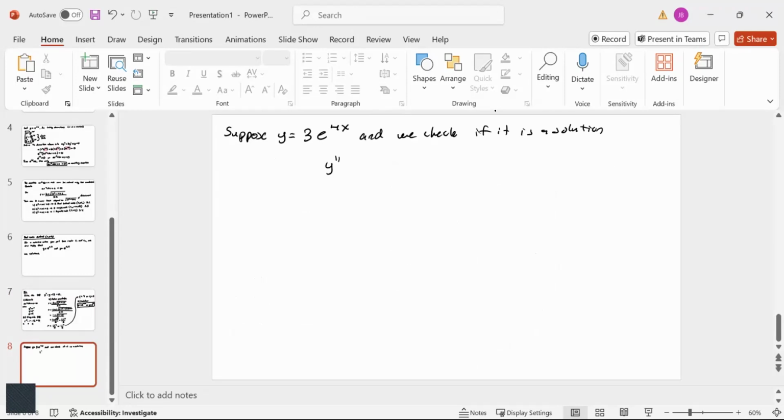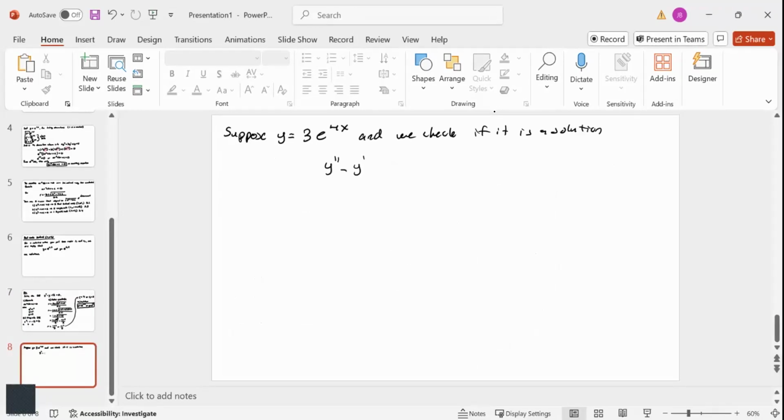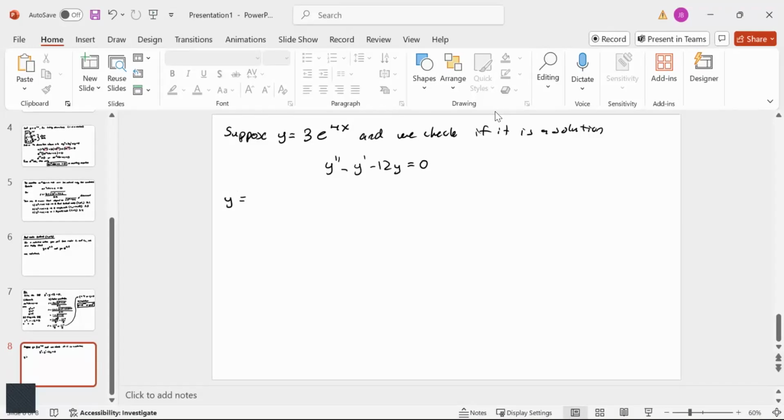So y double prime minus y prime minus 12y is equal to 0. If you take your derivatives, let's do it this way. Y is equal to 3e to the 4x. Y prime is equal to 4 times 3, which is 12e to the 4x. And then y double prime is equal to 48e to the 4x, right? Chain rule. That's what's going on. I'm just doing the chain rule.